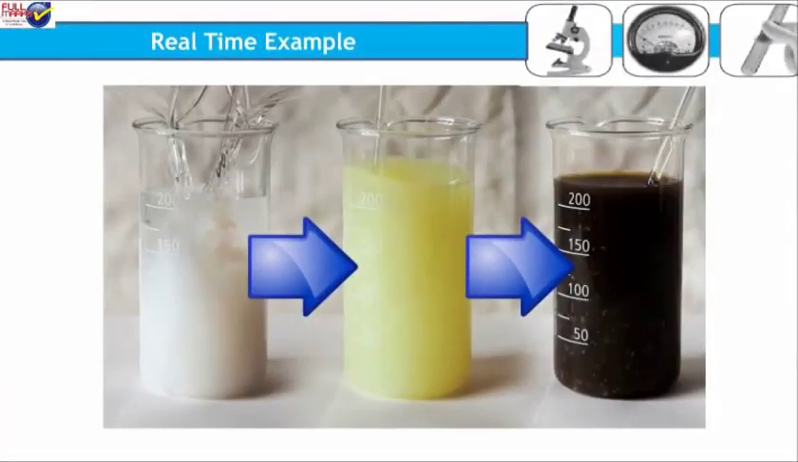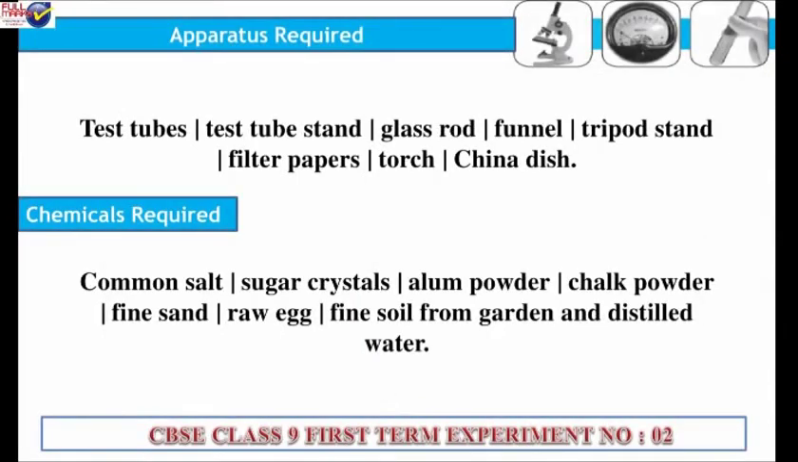Real-time example. To study solution, colloids and suspension is helpful to know the properties of homogeneous and heterogeneous mixture of solute, solvent and combined solution. Apparatus required: test tubes, test tube stand, a glass rod, funnel, tripod stand, filter paper, torch and china dish. Chemicals required: common salt, sugar crystals, alum powder, chalk powder, fine sand, raw egg, fine soil from garden and distilled water.